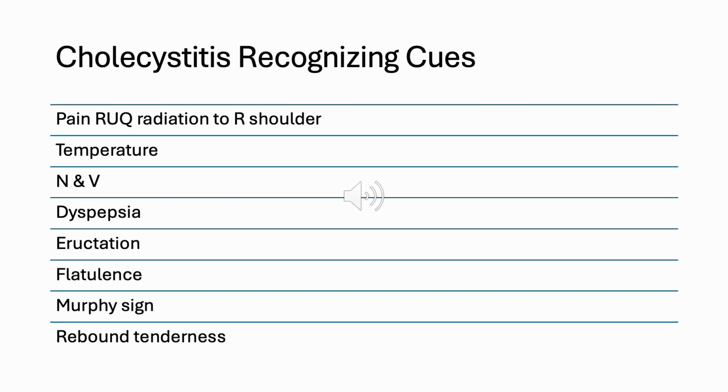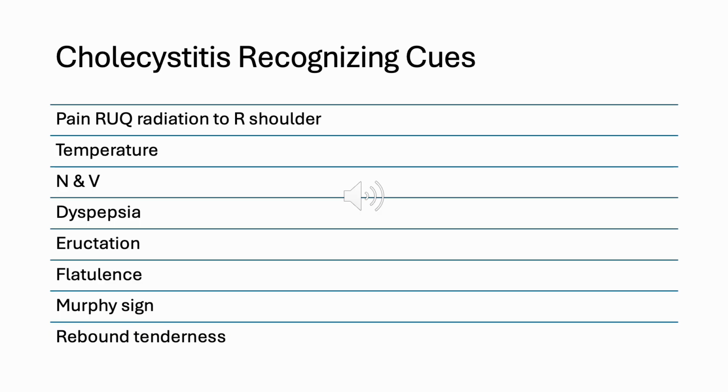The signs and symptoms of cholecystitis include pain in the right upper quadrant with radiation to the shoulder, especially after eating a fatty meal, which makes sense because the gallbladder will start to contract after you eat a fatty meal, and so they can get biliary colic from that. The patient will have a temperature because it's an itis. There's inflammation of the gallbladder. Nausea and vomiting are common. Dyspepsia is common. Eructation and flatulence. Eructation is belching. Flatulence, I think you know what that is. So air is coming out of both ends.